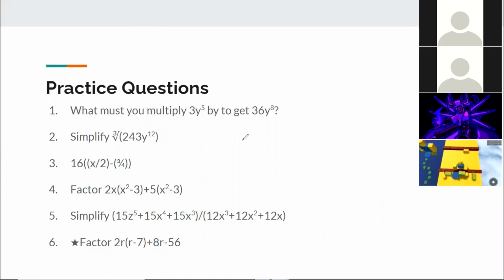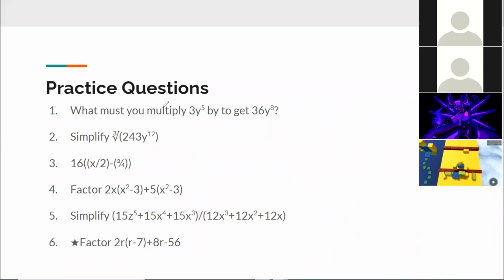Okay, I'm gonna discuss them now. So this is basically saying what is 36 y to the 8th divided by 3 y to the 5th, and that's just 12 y to the 3rd.